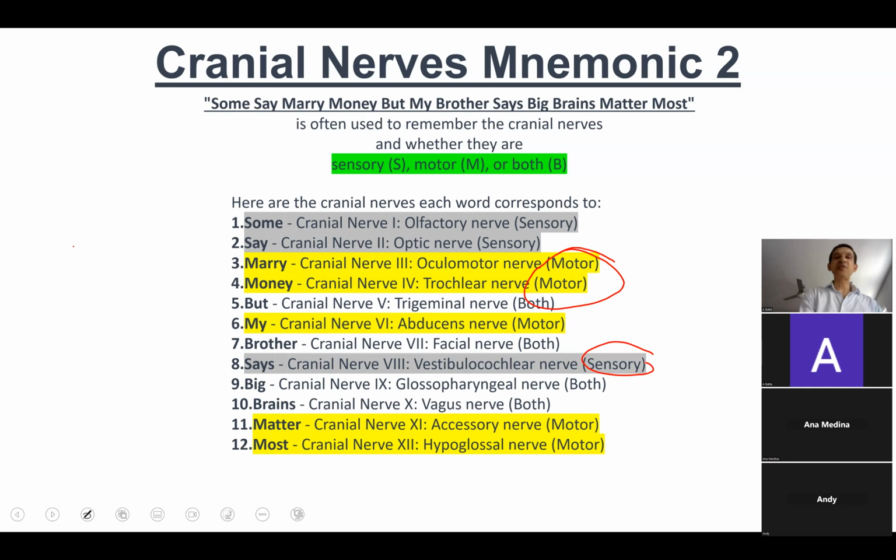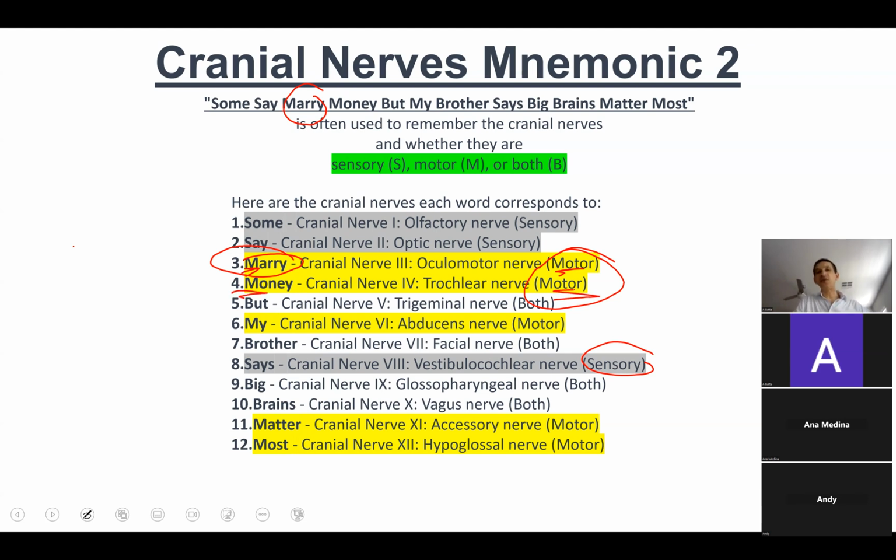But once again, some say marry money, but my brother says big brains matter most, very different variations thereof. But this is a good one that basically tells you that if it's number three, marry, it's an M. An M can only be motor. Money can only be motor.